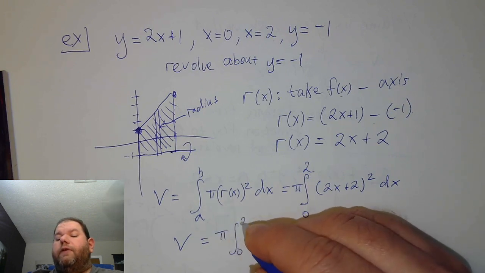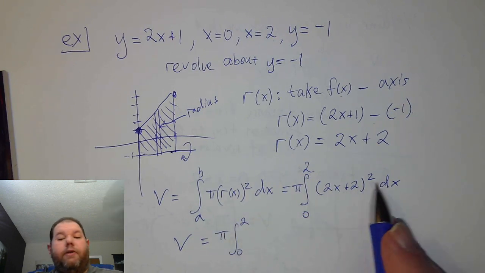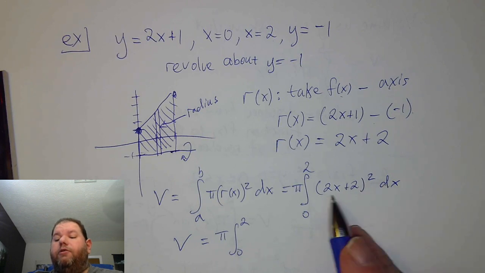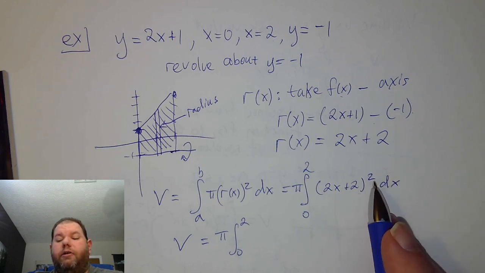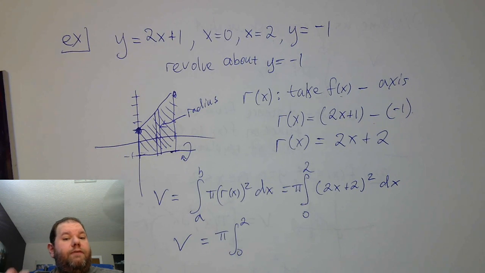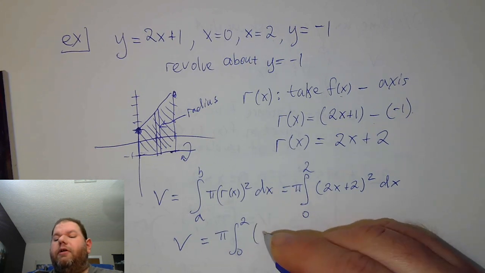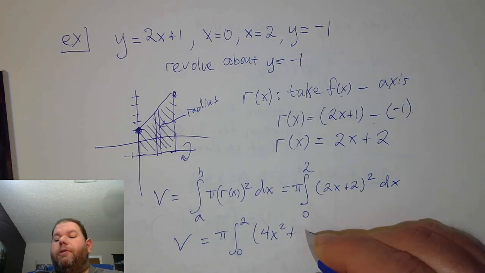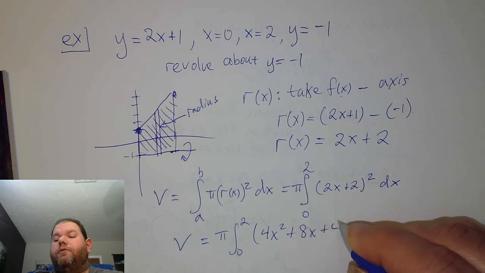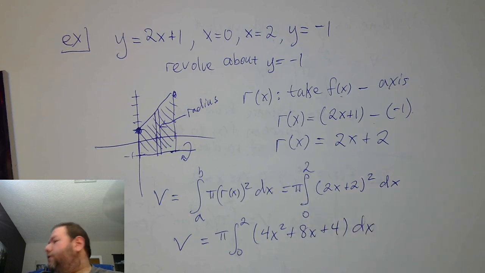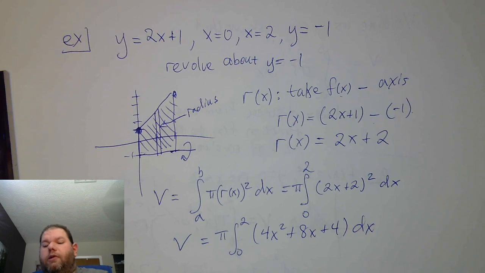So our next task is we probably should go ahead and multiply out this product, 2x plus 2 in parentheses squared. So we can take that binomial and FOIL it times itself. This is going to give us 4x squared plus 8x plus 4 dx once we square that. And now we're at a point where we can integrate and then eventually substitute in our limits of integration.